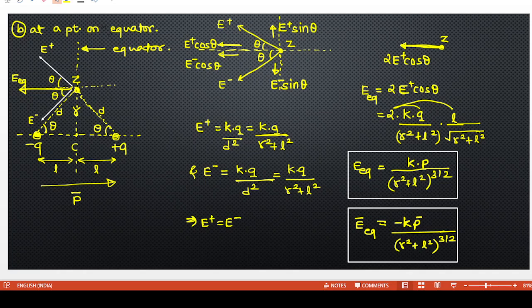Now let us learn a special type of dipole. Let us learn a new point, a special type of dipole which is called a short dipole. Write down the heading as short dipole. So suppose this is a dipole, minus q, plus q. Let us take the length of the dipole as 2l. Let us take this as any general point Z. This is the center of the dipole.